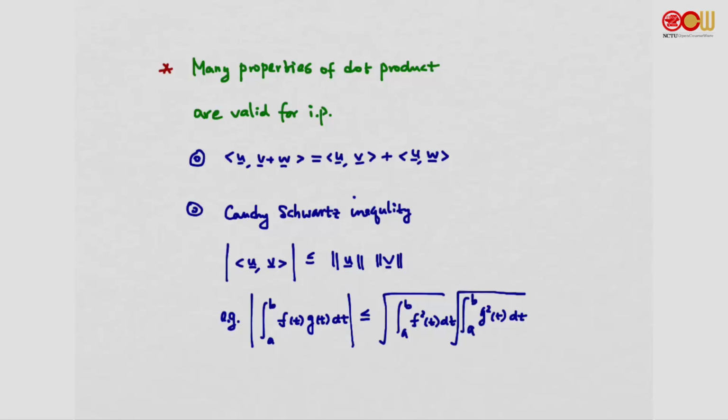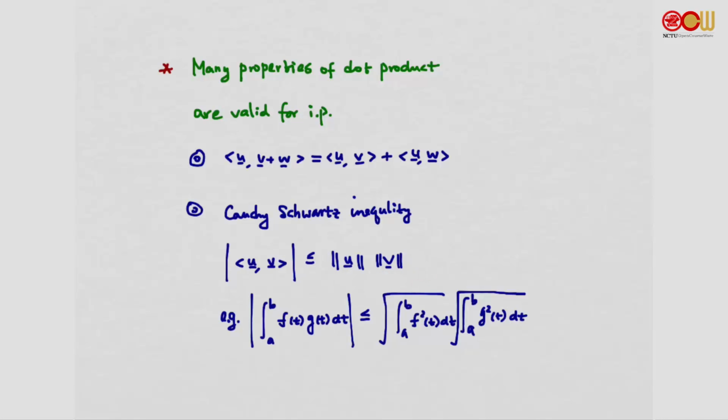In Chapter 6, we have seen quite a few properties of the dot product, and many of those properties are valid for inner products. For example, the inner product of U and a sum is the sum of these two inner products. And the Cauchy-Schwarz inequality is also valid. The absolute value of the inner product of U and V is less than or equal to the product of their norms.